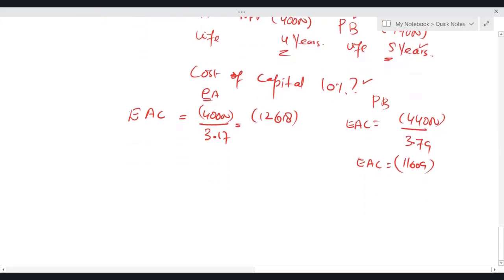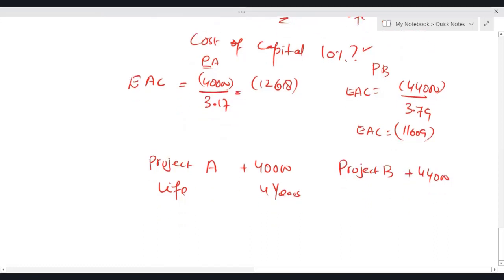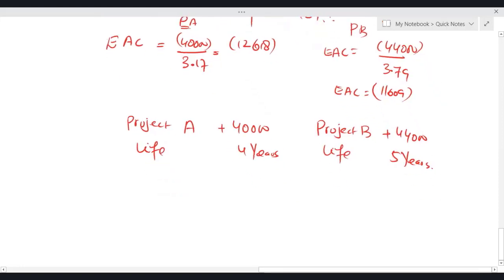Now, let's take the same question, but we have project A with a positive NPV of 40,000. Life is 4 years. Project B with a positive NPV of 44,000. Life is 5 years. Now we need to decide which project we should opt for. Now you will be calculating the equivalent annual benefit.